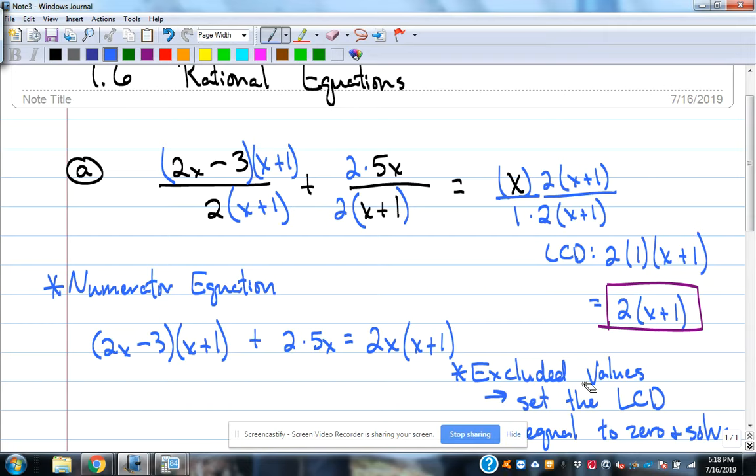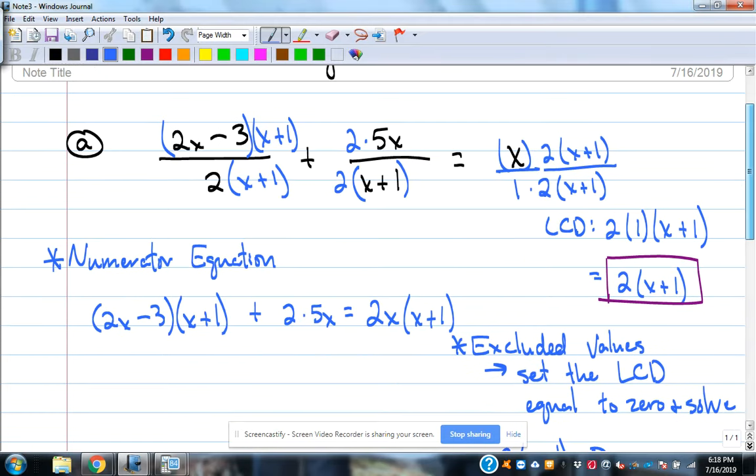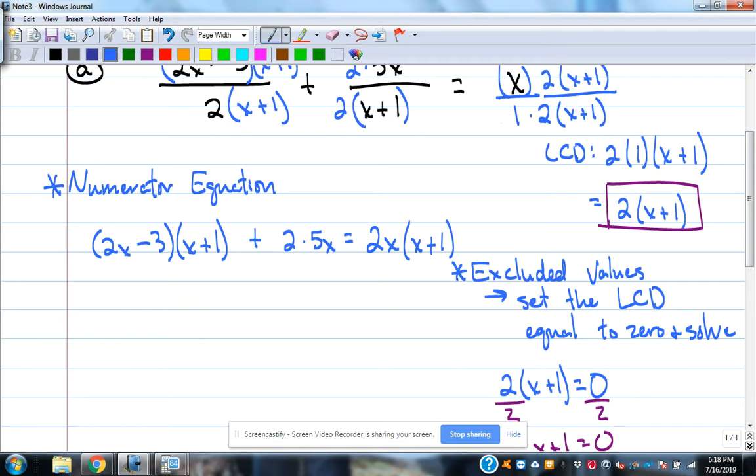And I do this numerator equation, which is a polynomial, which is something we've solved before. So we're going to do the work to solve this polynomial. To solve this polynomial, I've got to multiply out all these multiplication problems here. So I've got to multiply out 2x minus 3 times x plus 1. I'm going to say 2x times x is 2x squared. 2x times 1 is 2x, minus 3x, minus 3, plus 2 times 5x is 10x. On the right-hand side, I got 2x times x plus 1 is 2x squared plus 2x.